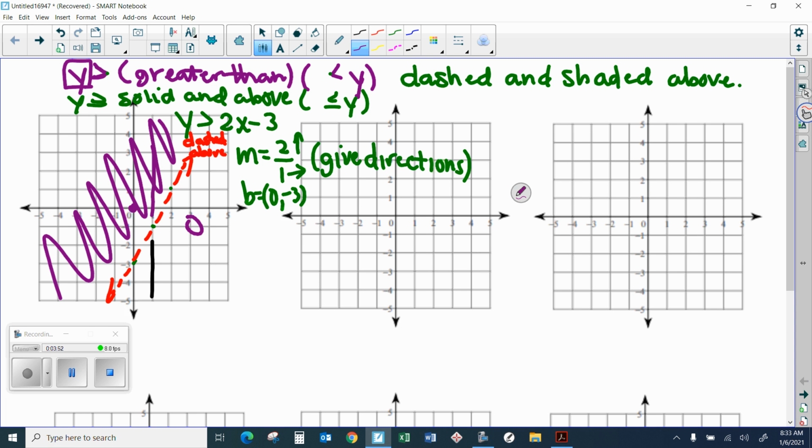I plug it in. I get 0 is greater than negative 3. Is that true? Yes, it is. So 0, 0 is on the side that should be shaded. This is true. If that came out to be false, then I would shade on the other side. Okay. So we have that. Go ahead and pause the video, write it down if you haven't written it all down yet, and I'm going to erase and go on.